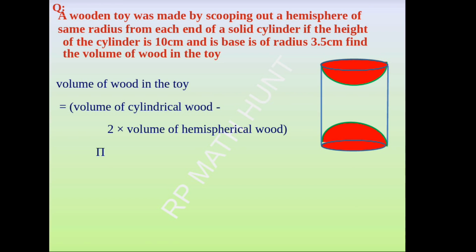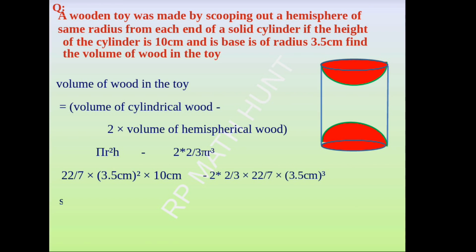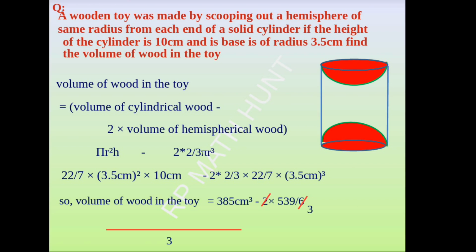That is equal to pi r square h minus 2 into 2 by 3 pi r cube. That is 22 by 7 into 3.5 whole square into 10 minus 2 into 2 by 3 into 22 by 7 into 3.5 whole cube. So the volume of the wood in the toy is equal to 385 centimeters cube minus 2 into 539 by 6. Again, 2 ones are 2, 2 threes are 6. Take LCM 3: 385 into 3 minus 539, that is equal to 116 by 3 centimeters cube.